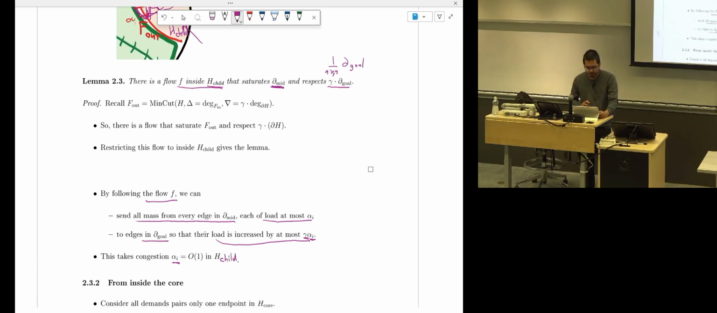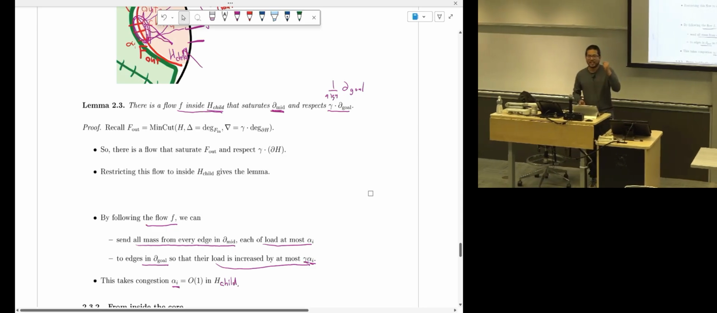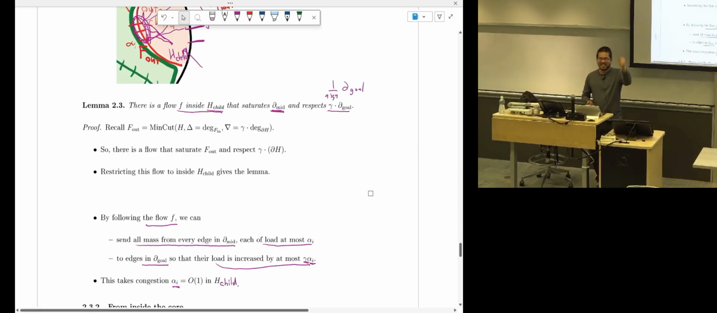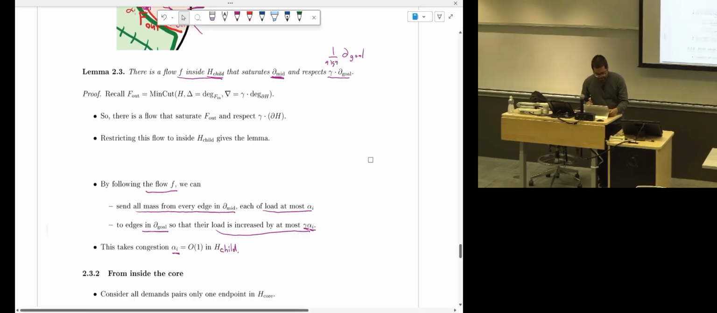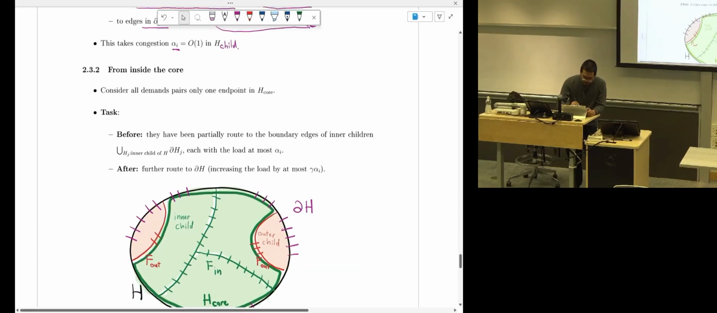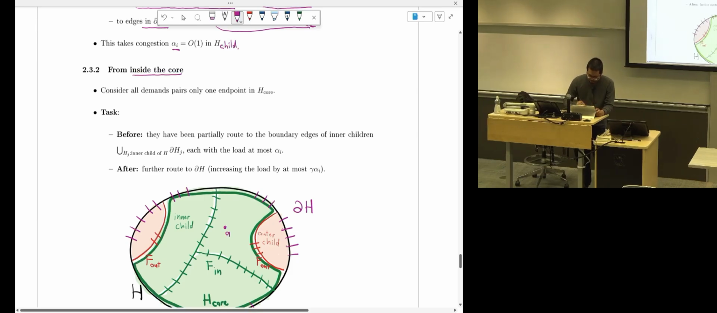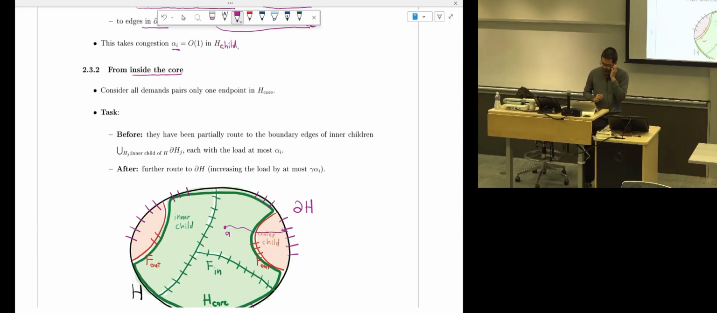Okay. So that's the first part. If one endpoint is inside the outer child and outside the core, just forward it to the battery. That's easy. Okay. So next is when one endpoint is inside the core, and we want to forward this to the battery.